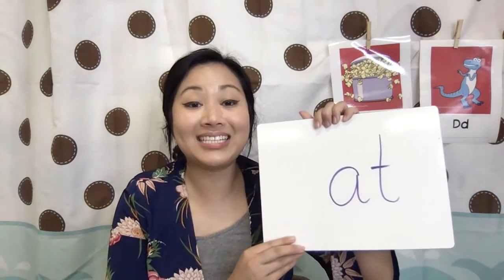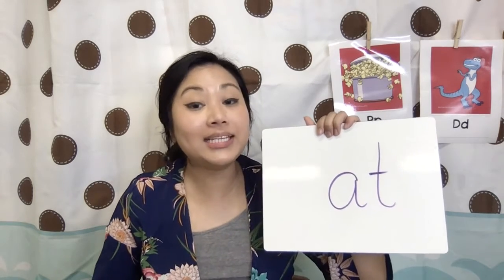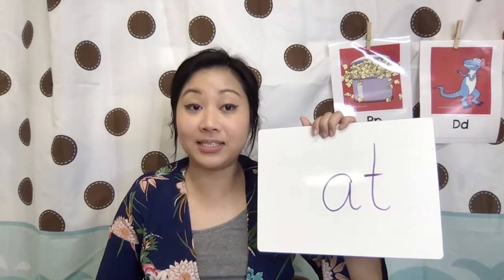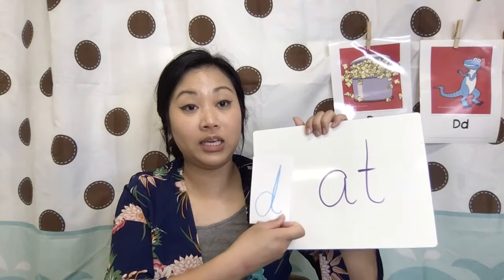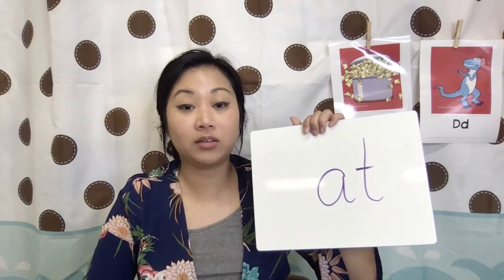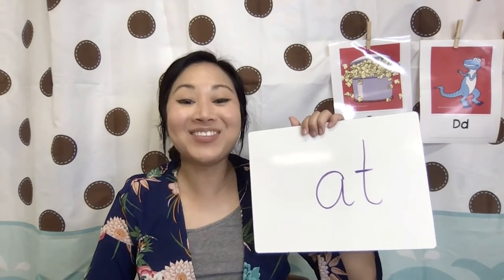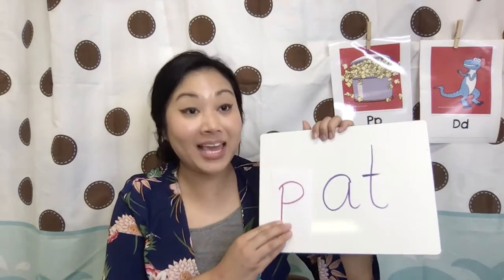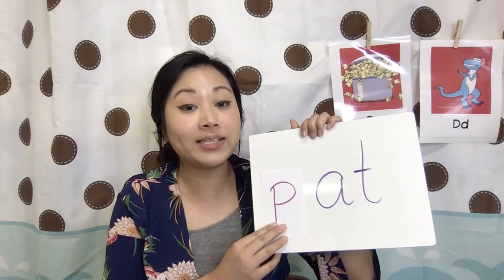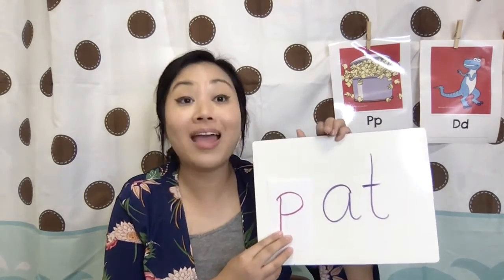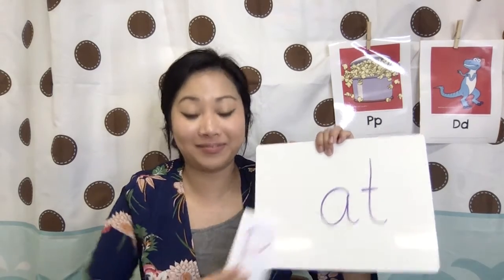Great job, friends. All right, friends. Now we're going to do something different. This says at. What letter do I need to make this say pat? D or P? That's right. I need a P because when I put the sounds together, P, at says pat.